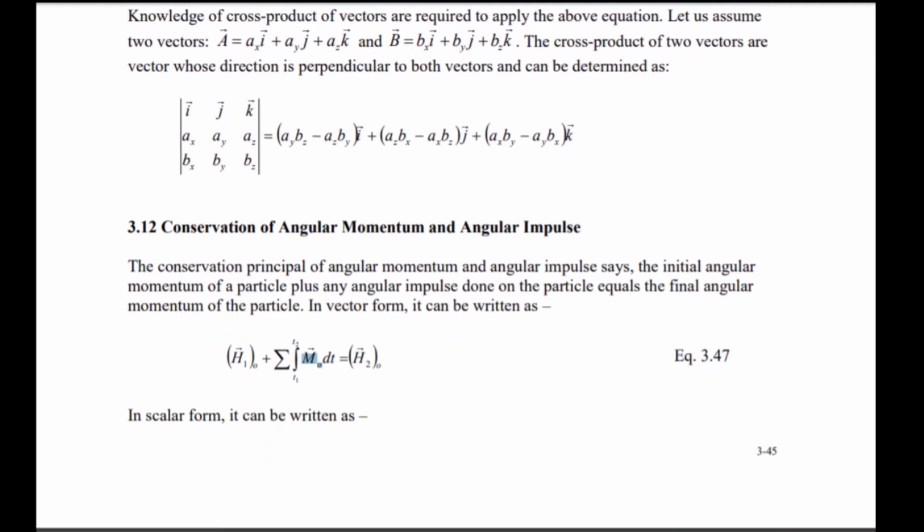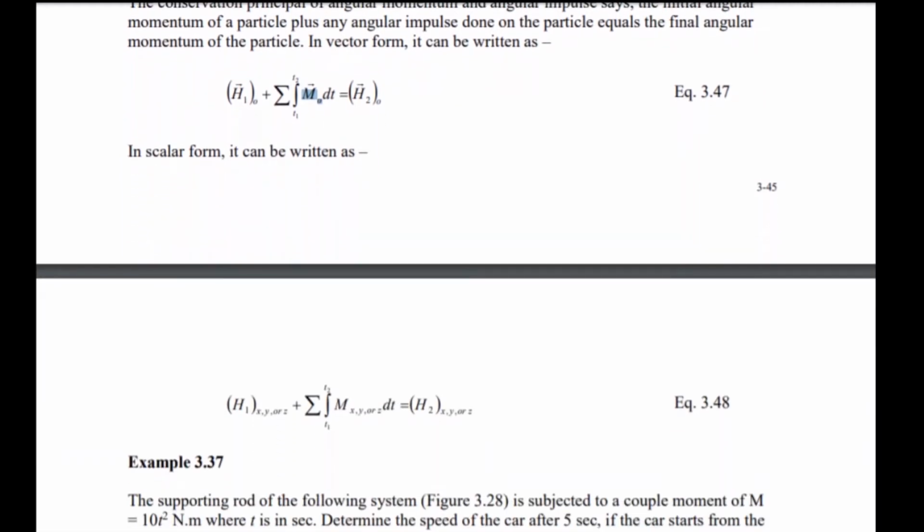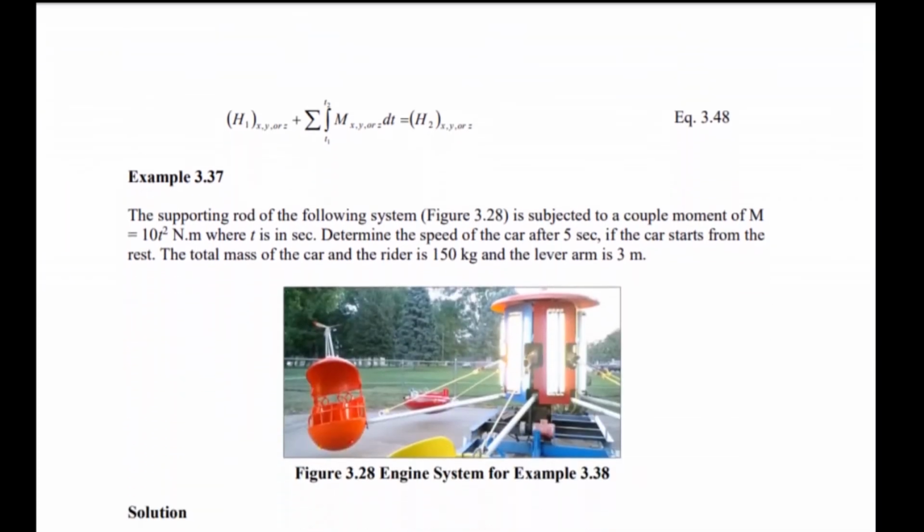Okay, so if I go down, now again the conservation rule is initial angular momentum plus any angular impulse acting on it equals my final angular momentum. So this term will be m v1 r, this will be my angular impulse, this will be my final momentum m v2 r, if my radius does not change. Okay, we will see an example now.